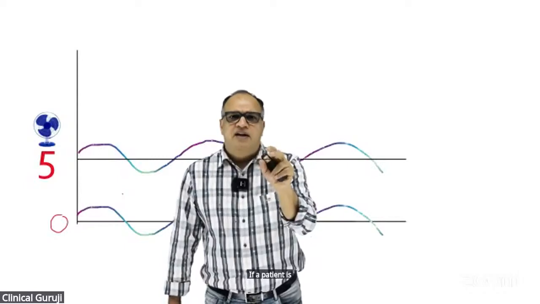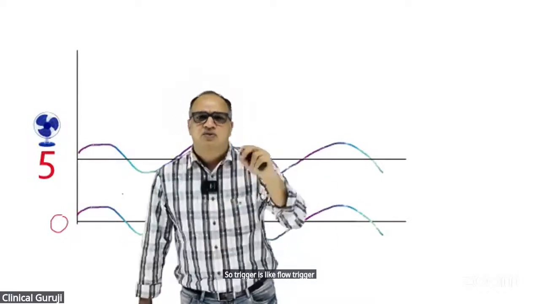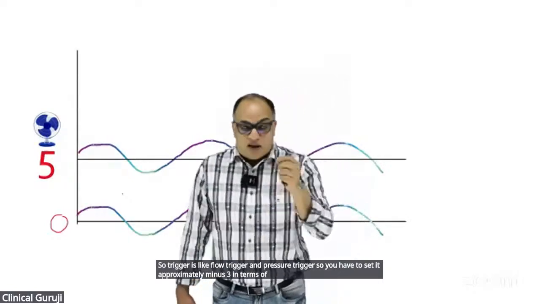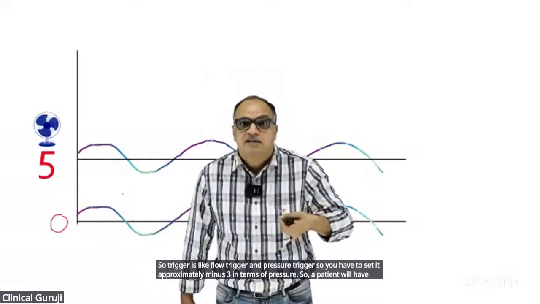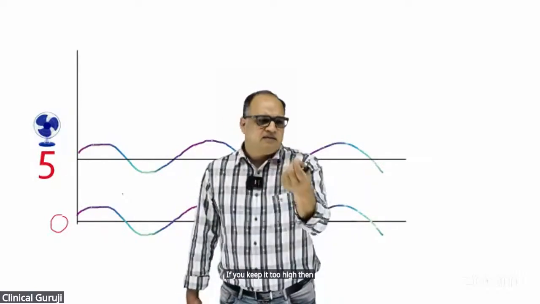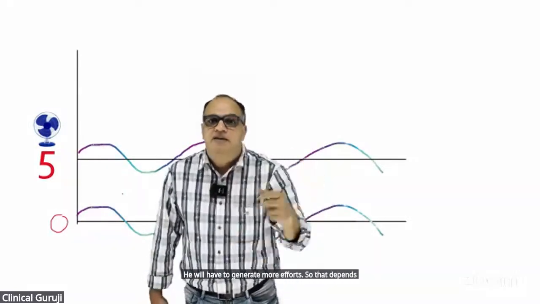If a patient is happy with a trigger of like -3, he is breathing comfortably, then you are fine. So trigger is like flow trigger and pressure trigger. You have to set it approximately -3 in terms of pressure. So a patient will have to generate at least a pressure of -3 to get a spontaneous breath. If you keep it too high, then he will not breathe at a trigger of even -3. He will have to generate more effort. So that depends on how fit the patient is.